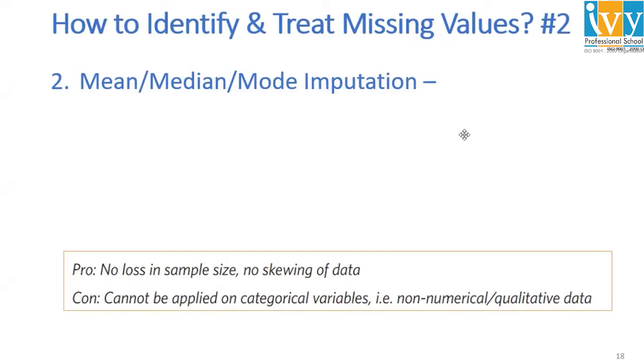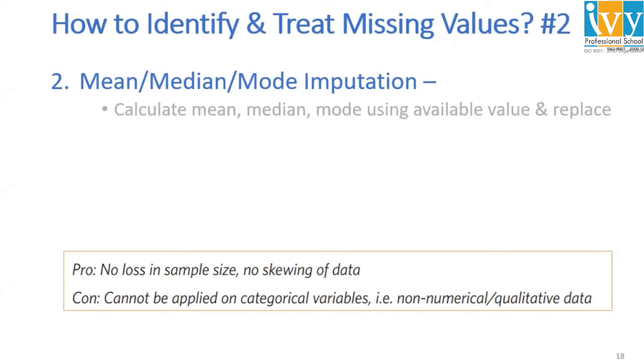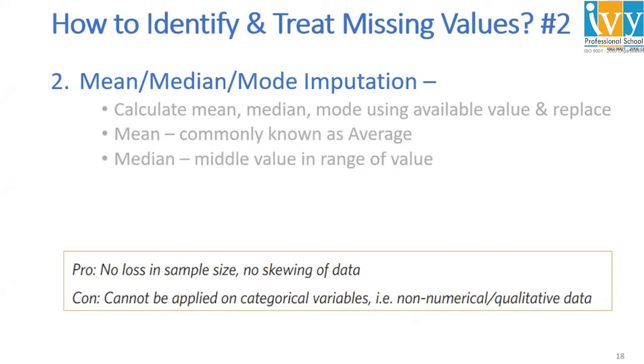So we will use the mean, median, mode imputation. For doing that, calculate mean, median, mode using available values and replace. Mean is commonly known as the average function that we use. Median is the middle value in the range of the values, and mode is the value which occurs most often in the range. Now let's see how to apply this in our data set.